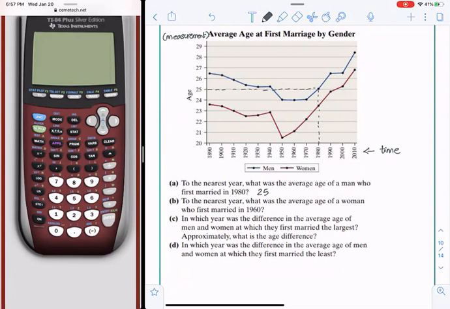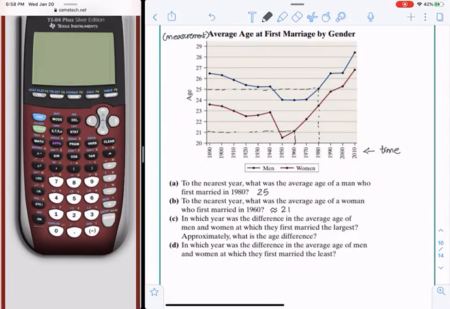And similarly, they want to know for 1960, the average age of a woman who first married in the year 1960. Now, we shouldn't be looking at the blue line, because the blue series is for males. We are looking at females, so it has to be the red line. So it's right over there, and slightly over 21, just by a tiny bit. So I'm going to call it approximately 21. But when you do the homework and stuff, I think 21 would be an acceptable answer.